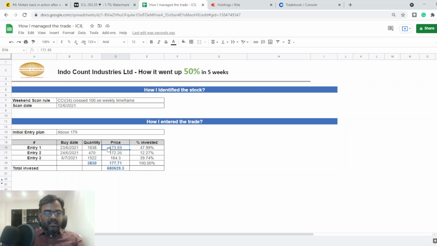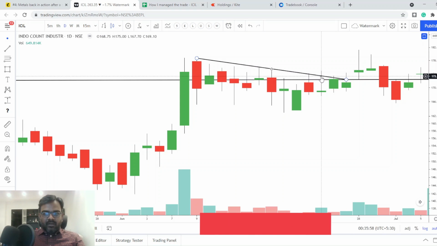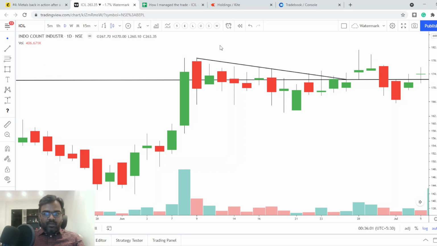Now on the 23rd of June, I entered at 173.69 and I've deployed 47.9% or 48% of the planned quantity for this trade, right? So on the 23rd of June, around 173.69 is when I entered, which is right around that point, right? That's when I entered. That was my first entry.